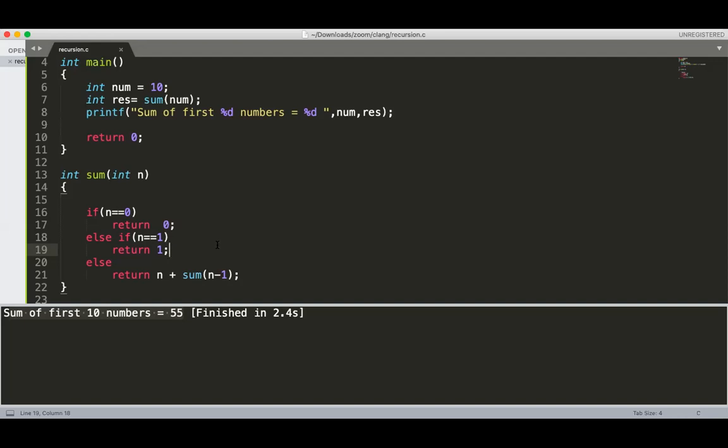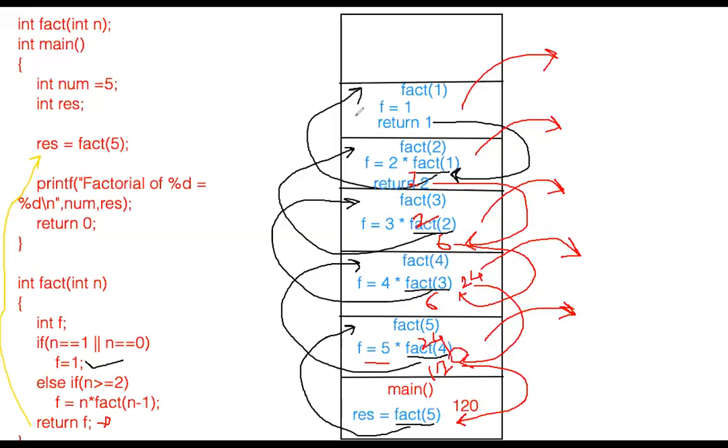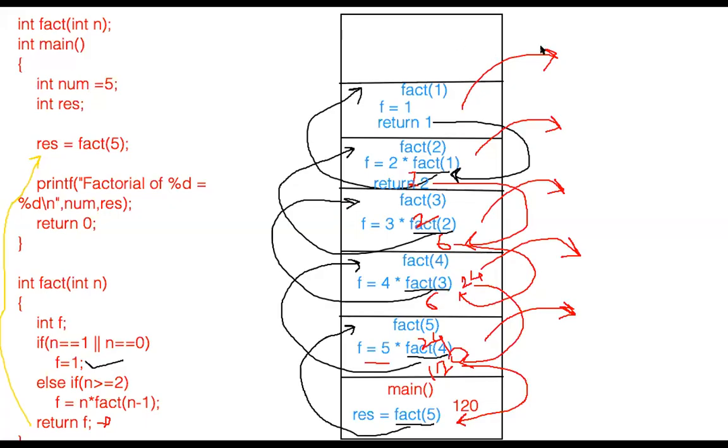Okay, and we'll take one more very famous program, the Fibonacci numbers. Do you know what the Fibonacci number is? What is it? Tell me. The third number will be the sum of the first two numbers, I think. So Fibonacci series, actually it is a Fibonacci series.